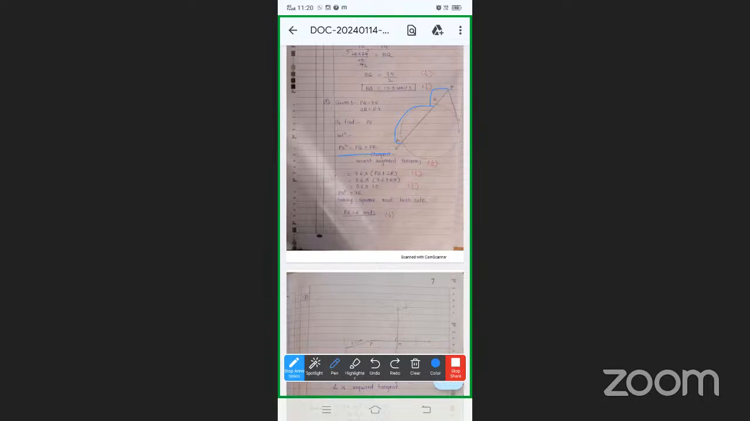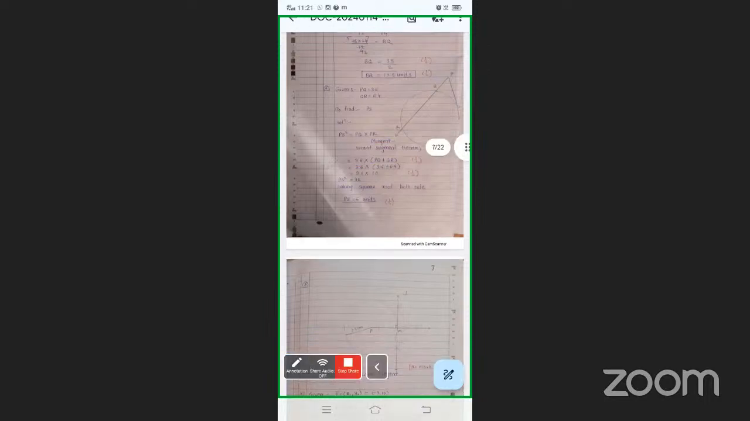So PS square is equal to PQ, replaced by the value 3.6, and PR is nothing but PQ plus QR, correct? So put all the values: 3.6 into 3.6 plus 6.4, correct? So 3.6 plus 6.4 becomes 10. That gives PS square is equal to 36. So taking square root on both sides, PS is equal to 6 units. So what is the value of PS? 6 units. Then focus here, question number 3.